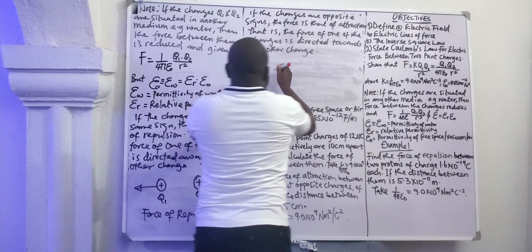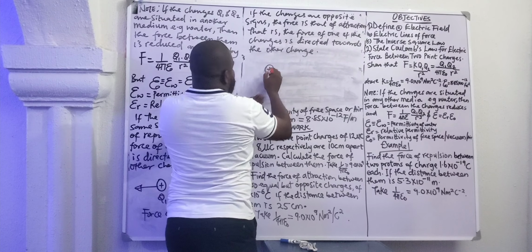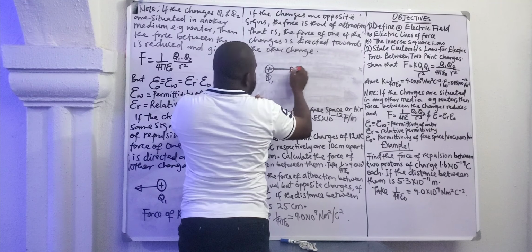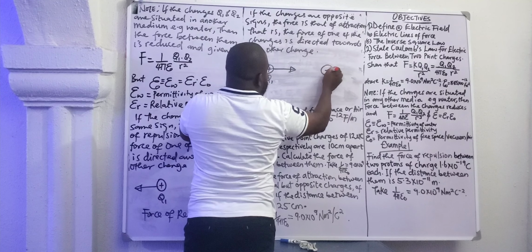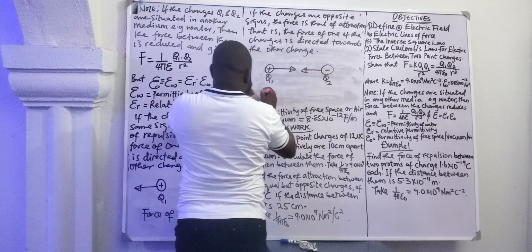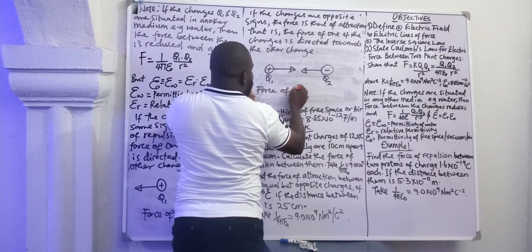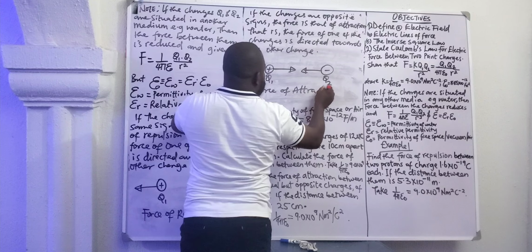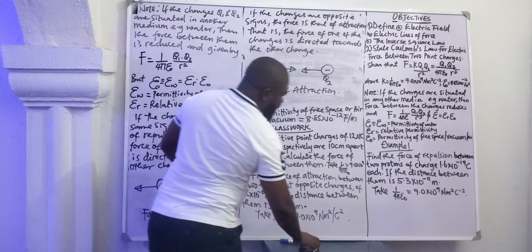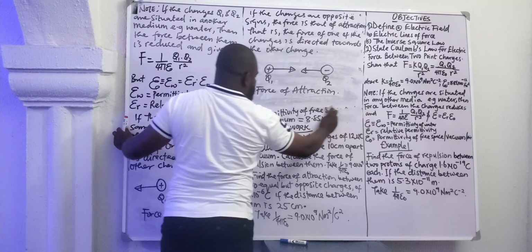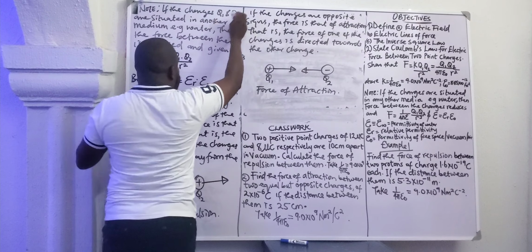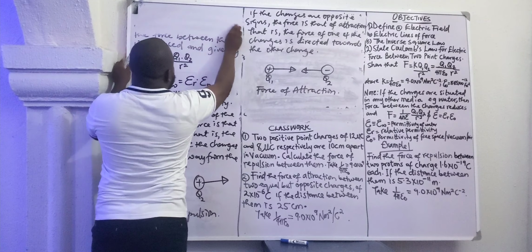So how do I put that in a diagram? If this is a positive charge body Q1, its force is directed towards Q2, which is of negative charge. They are directed towards each other. This is a force of attraction, so you take note of that. Now, we can apply Coulomb's law to solve example 1.